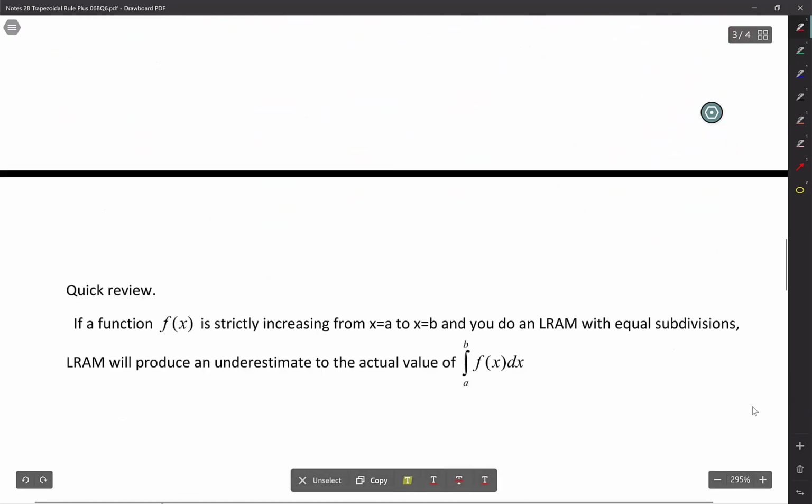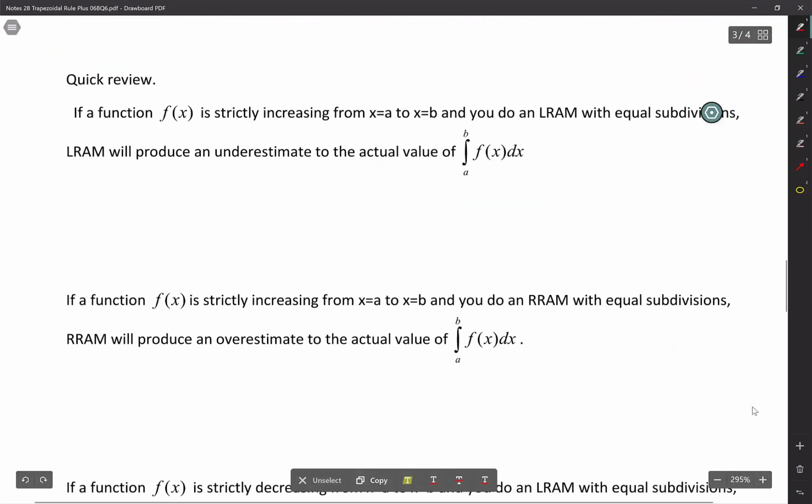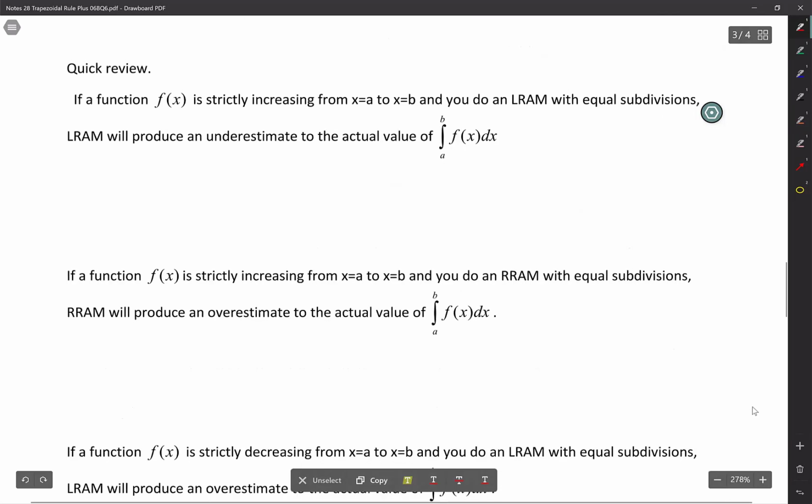Let's keep going. These are just notes. It's a quick review for you guys. Let's see what it says. If a function f of x is strictly increasing from a to b, and you do an LRAM with equal subdivisions, LRAM will produce an underestimate to the actual value. I don't know. Let's find out. Strictly increasing from a to b, and it doesn't tell me anything about concavity. So I feel like I should have written better notes here.